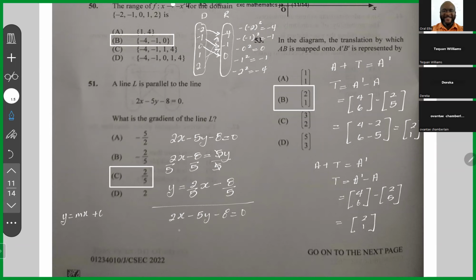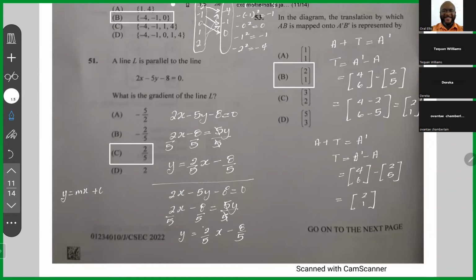I'm going to take my minus 5y over to the right to make it positive. We have 2x minus 8 is equal to positive 5y. Negative 5y on the left goes over to the right and becomes positive. Divide the entire equation by 5. When I do that, now turn it around, I get y is equal to 2 over 5 x minus 8 over 5. Once it's in this form, the number in front of x is the gradient. The gradient is 2 over 5.